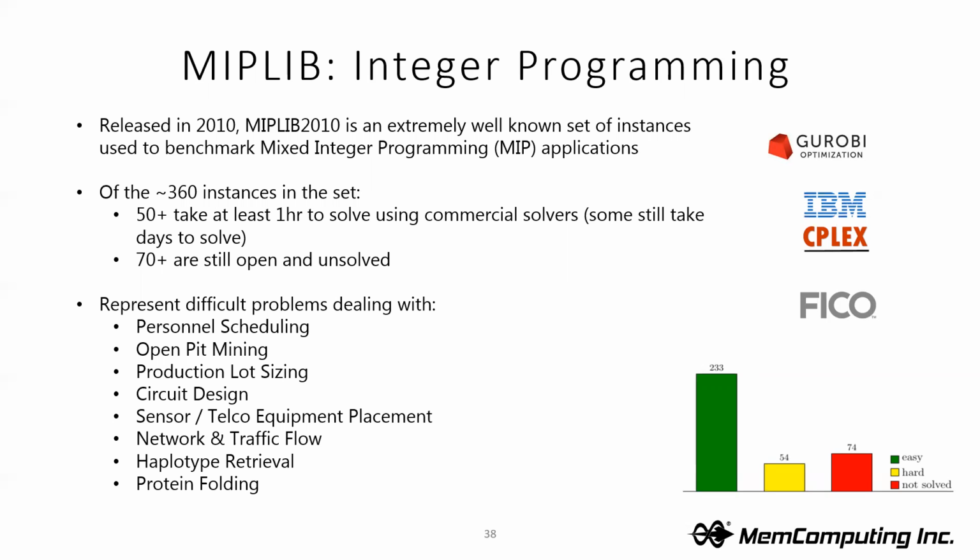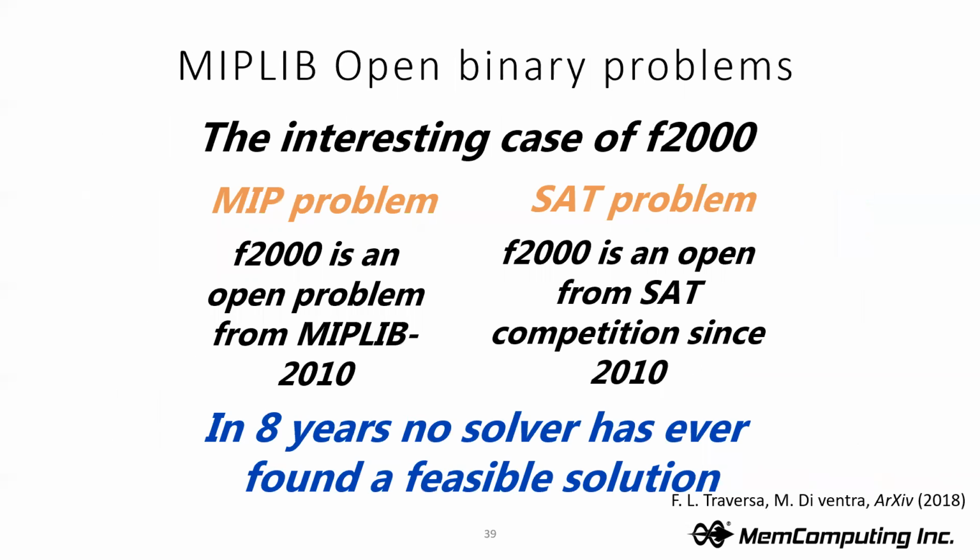This is the library that usually is used to test solvers. Now there are a couple of articles out there that describe many tests that we have done or other people have done on the MIPLIB, but here I just want to discuss one problem in particular, just to give you an idea. That is F2000. This problem is in this library, but comes from the pseudo-Boolean competition, and is essentially a SAT problem.